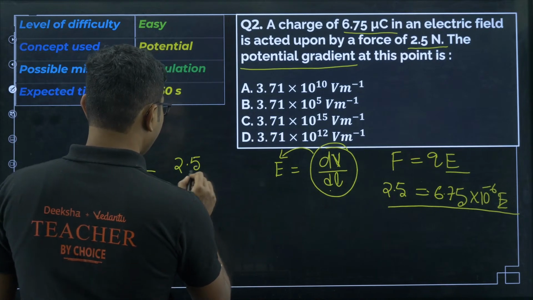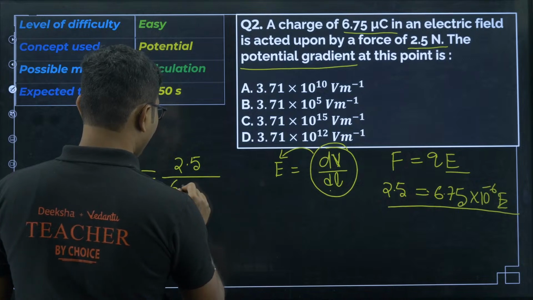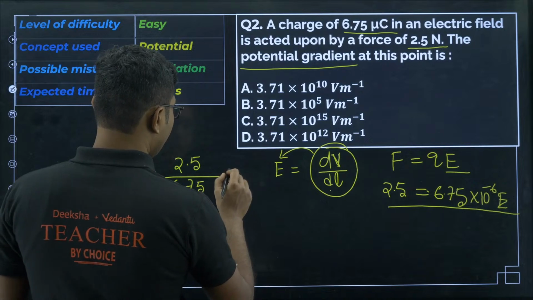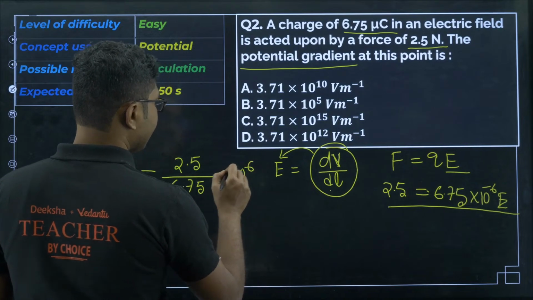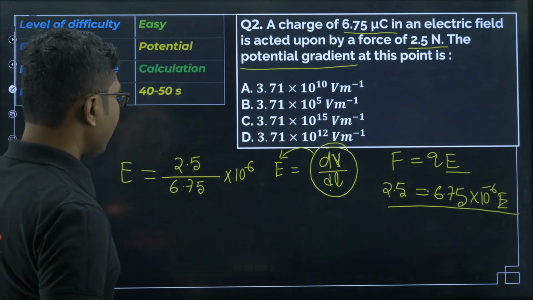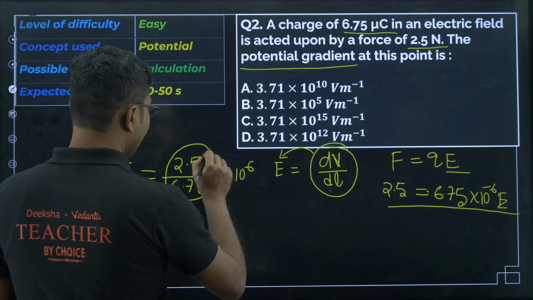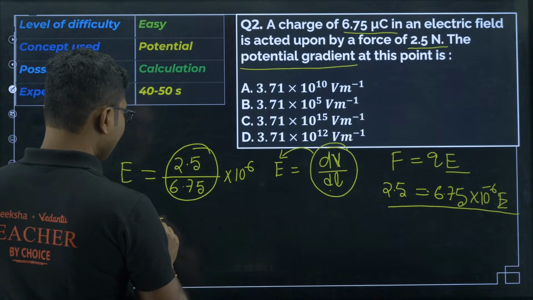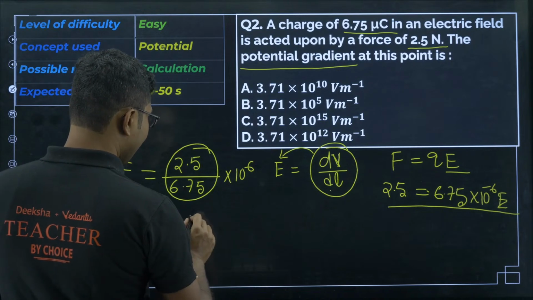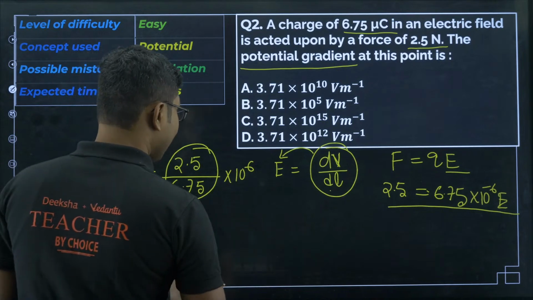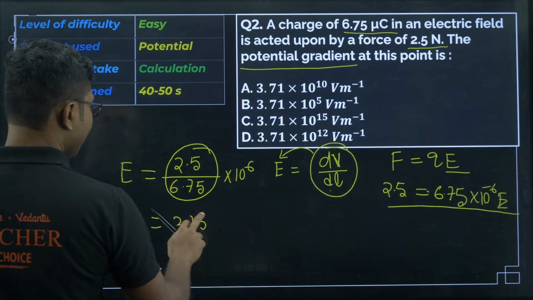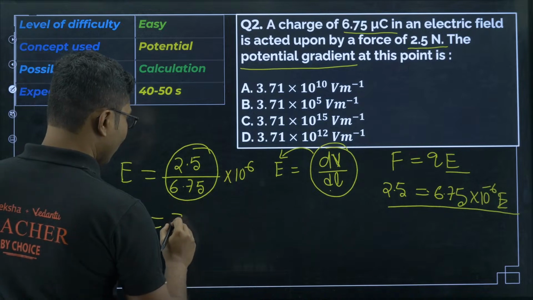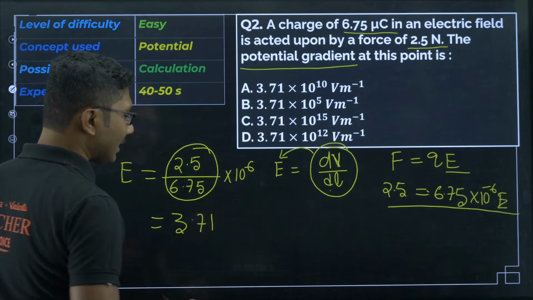2.5 divided by 6.75 into 10 to the power of 6. If you calculate this value, from the given options it is clear that you will get 3.7571. Obviously all the options are 3.71, so that much calculation you don't need to do, you don't need to check whether you will get 3.71.